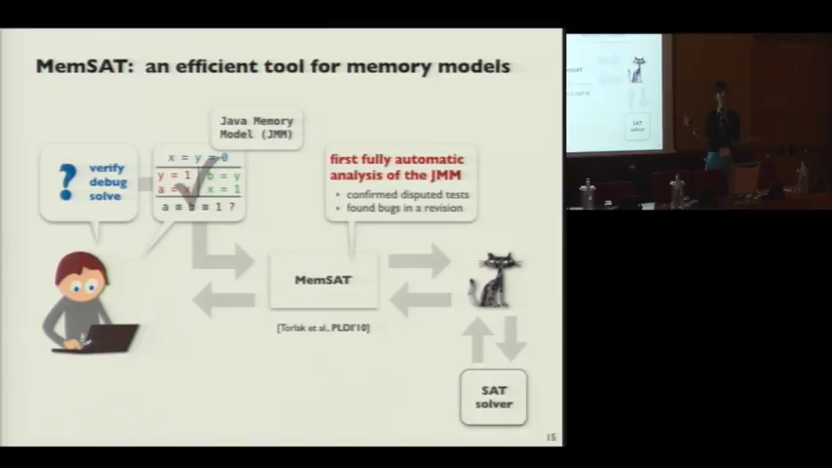People who wrote the Java memory model thought that they should go one way. Some other people thought they should go the other way. MemSAT agreed with the creators of the JMM. And it found some bugs in revisions of the JMM that were supposed to address other bugs.